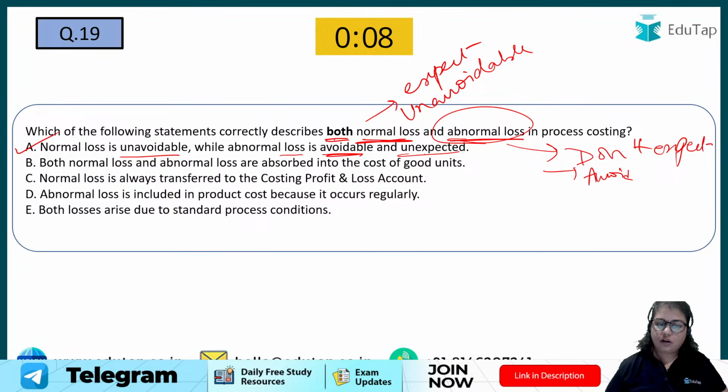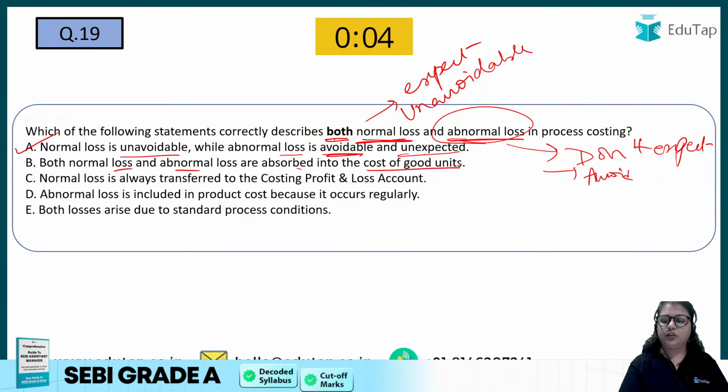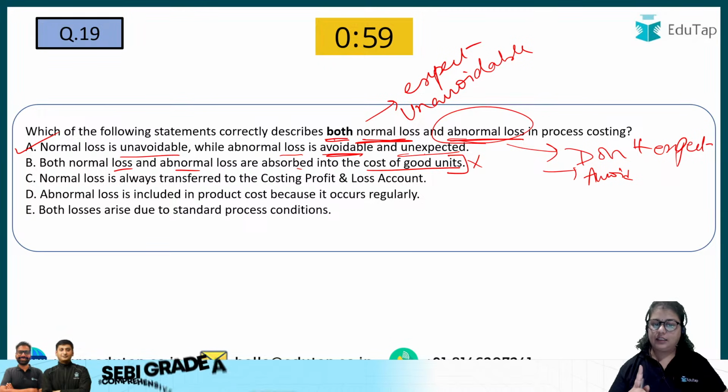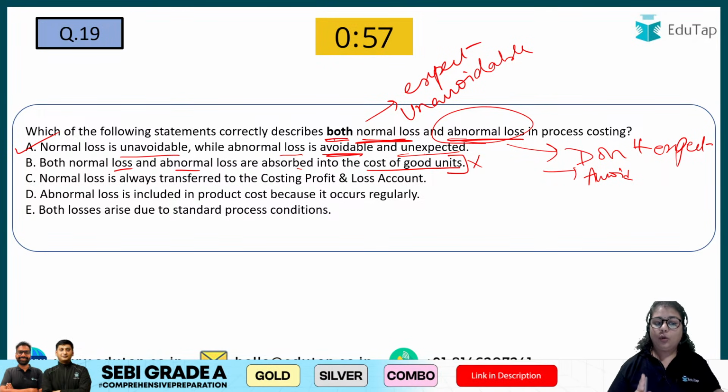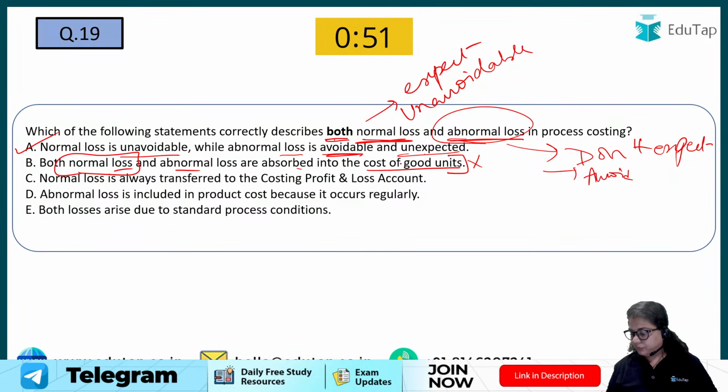Both normal loss and abnormal loss are absorbed into the cost of good units. This is an incorrect statement that we know, because of course we have found out our correct statement. But please understand one thing. Only normal loss will be absorbed into the cost of good units, because we expect this, right?